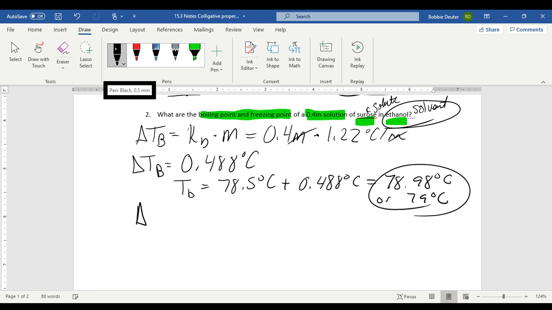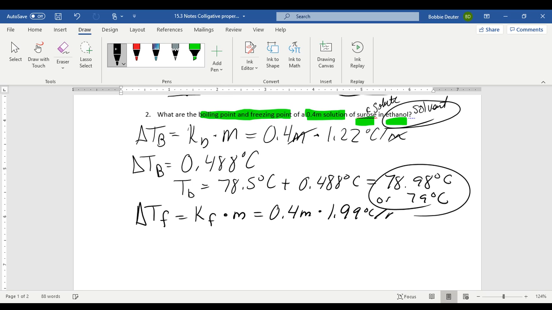So now let's look at the freezing point. Again, we're looking at a depression, so our Kf is going to be different because we are not boiling something, we are freezing. Our molality stays the same. And if we look at our chart, we're going to see our Kf now becomes 1.99 degrees Celsius divided by molality. These cancel out. Your delta T_F is equal to 0.796. But we have not found our freezing point because we are looking for that depression.